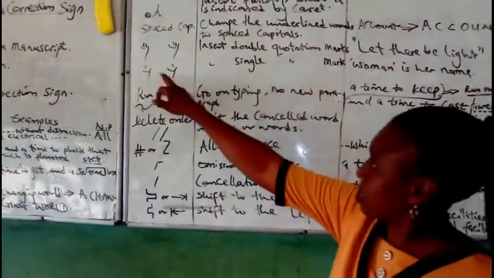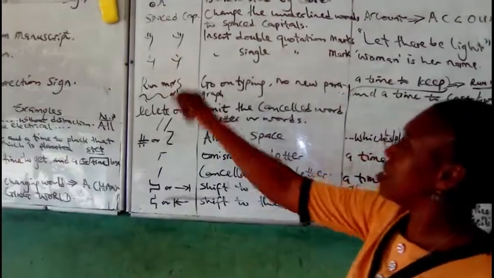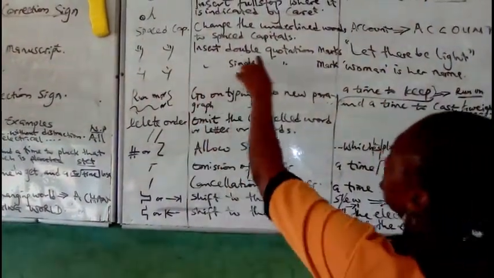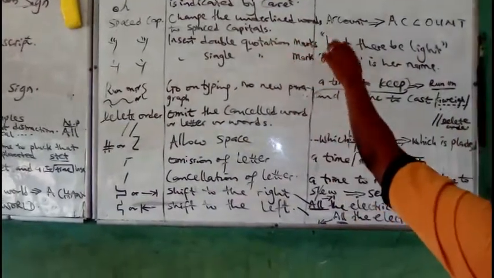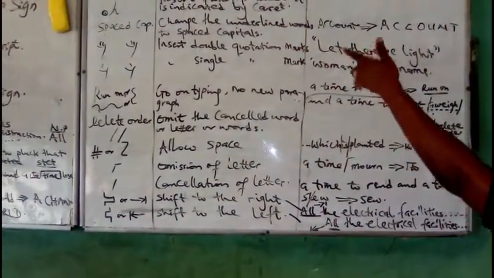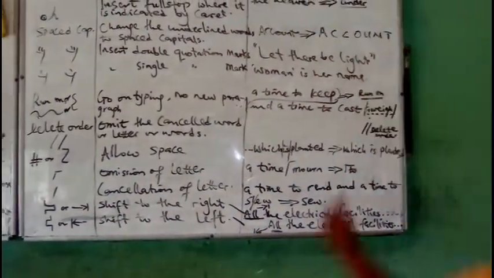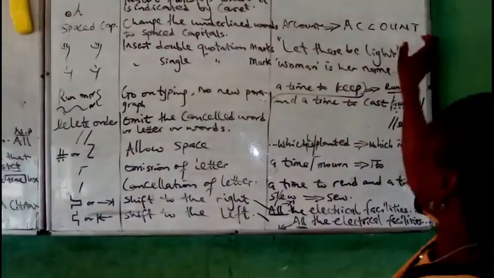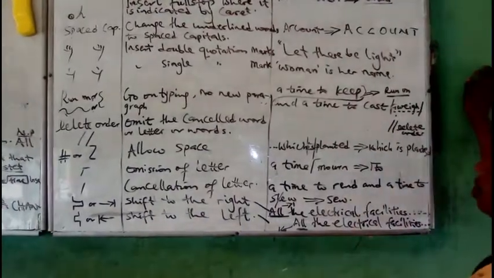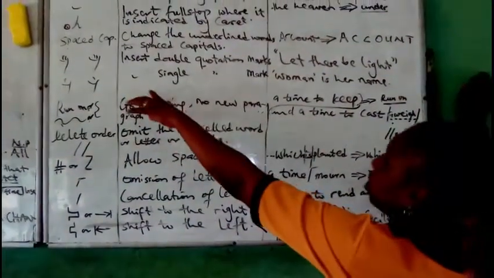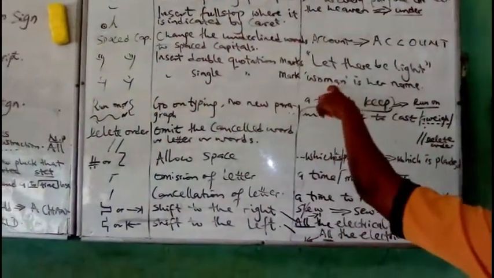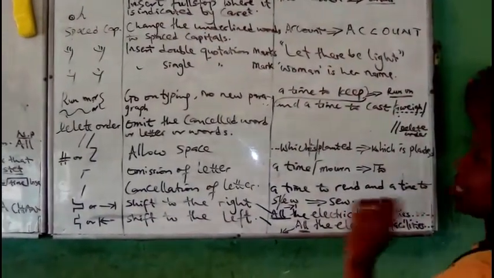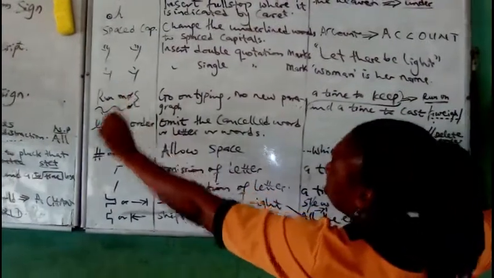Another one, this one is in that inside I said for up, things that will be on top. Insert double quotation mark. For example, in this way, let there be light. This quotation is quoted by God. We are not one, so that is why we carry two quotation marks. And this one, a single quotation mark. Woman is her name. Then another one is run on.